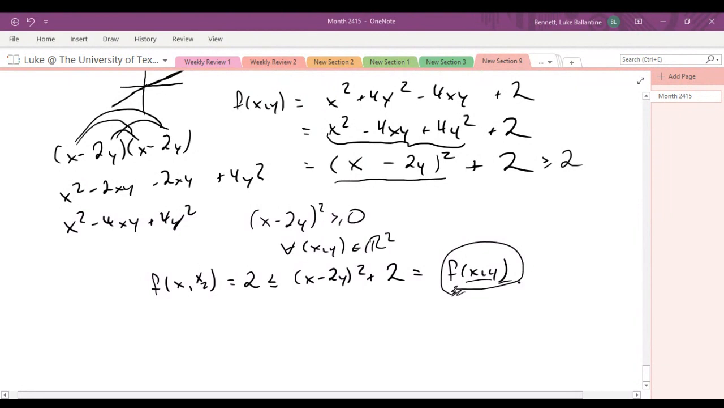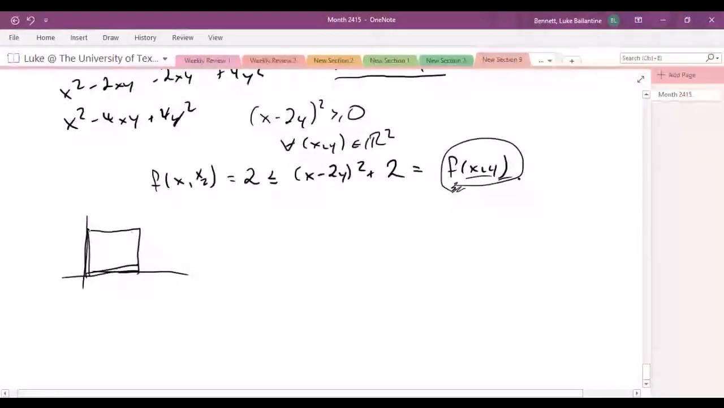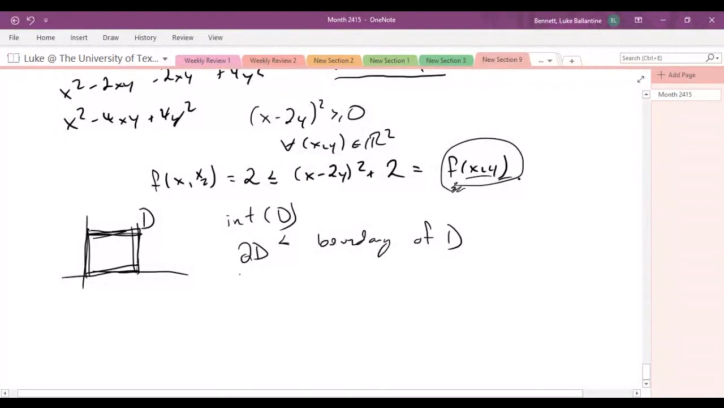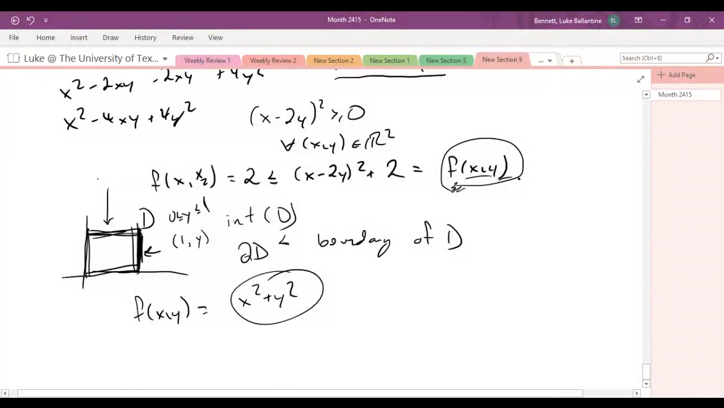But for absolute max and min, the only difference is you draw your region in R². Say it's a box. Say this is region D. So you would check critical points in the interior of D, and then you would check the boundary of D. For instance, if we had f(x,y) equals x² + y², you would just parameterize these lines. This line right here, you can represent as x is constant 1 and y is a variable between 0 and 1. Then you would plug that into here and do single variable calculus at that point. This line would be (x, 1), where x lies between 0 and 1. You would plug it into here, then use single variable calculus.